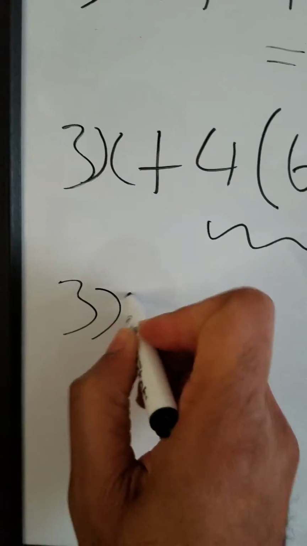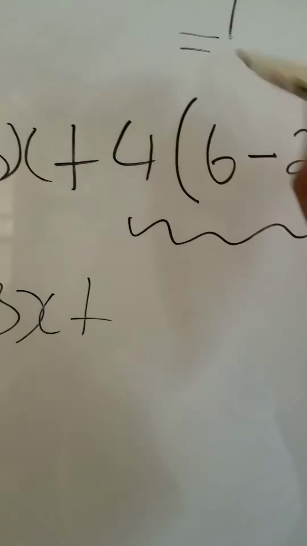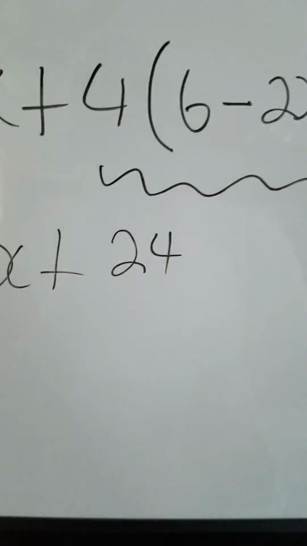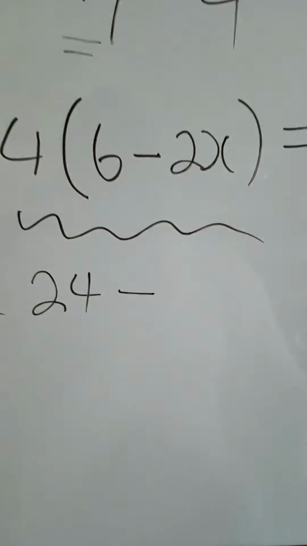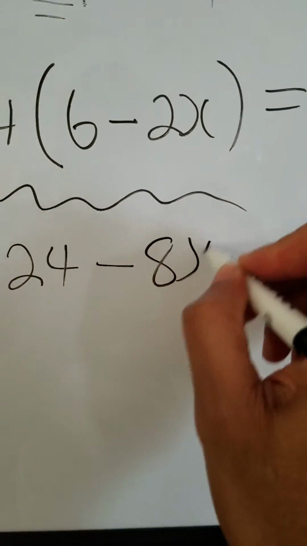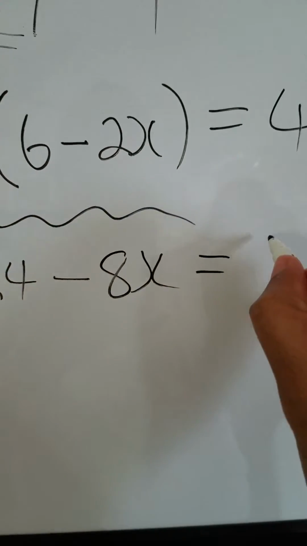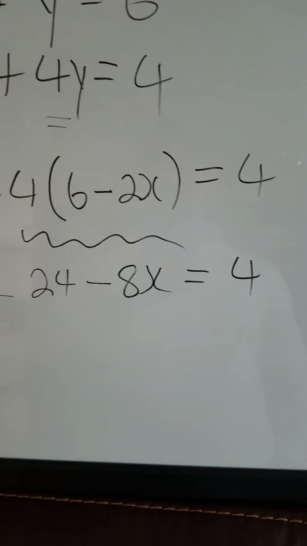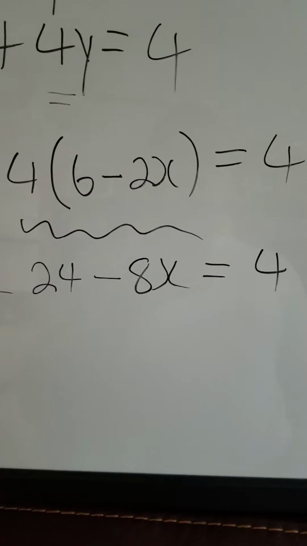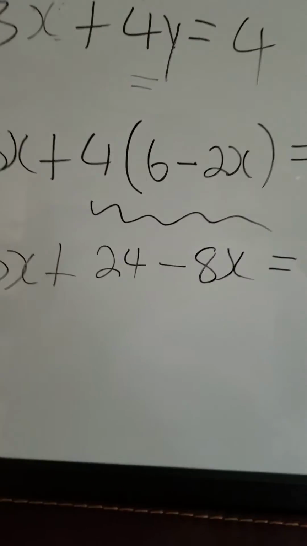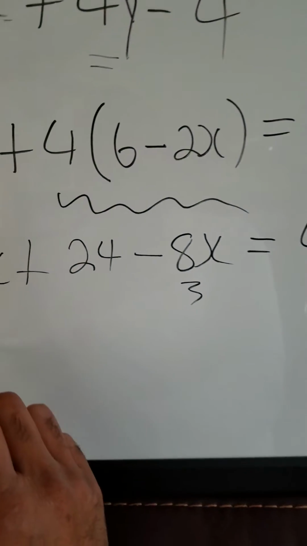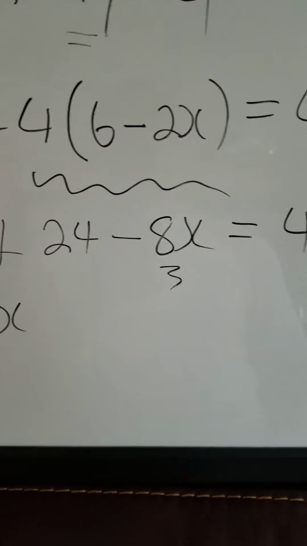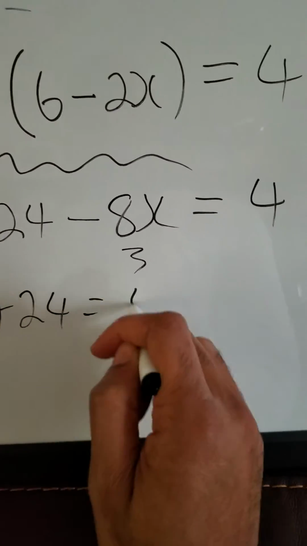So we write our 3x back again, and we distribute the 4 to the 6. 4 times 6, that is 24. We put our minus sign back, we're not changing that, and we do 4 times 2x, and that will give us 8x. And of course we put our equal sign back again, and we put our 4. Now what we have is 3x plus 24 minus 8x is equal to 4. We combine our like terms, that is our positive 3x and our negative 8x, and we will end up with negative 5x plus 24 is equal to 4.